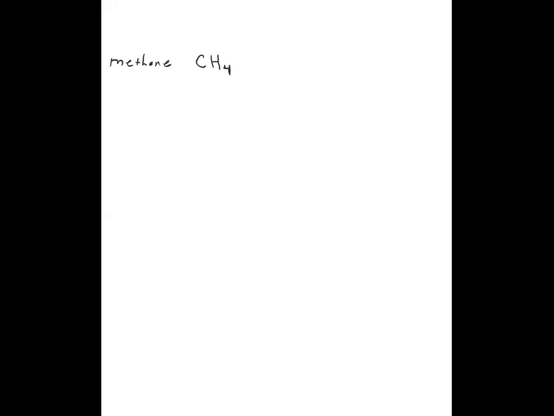A hydrocarbon has to have carbon and hydrogen in it. So if you look at the formula for methane, it has carbon and it has hydrogen. Another example of a hydrocarbon is ethane, C2H6. Another one, propane. You've probably heard of propane. Many people actually heat their houses with propane. Propane is C3H8.